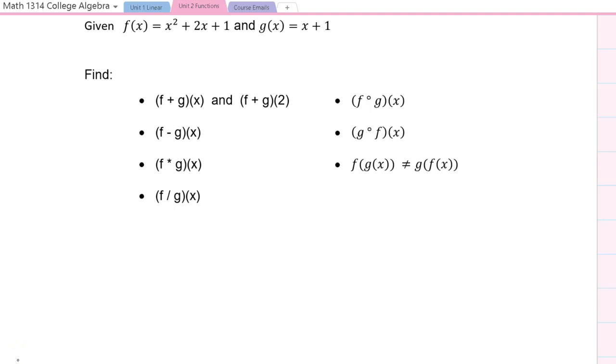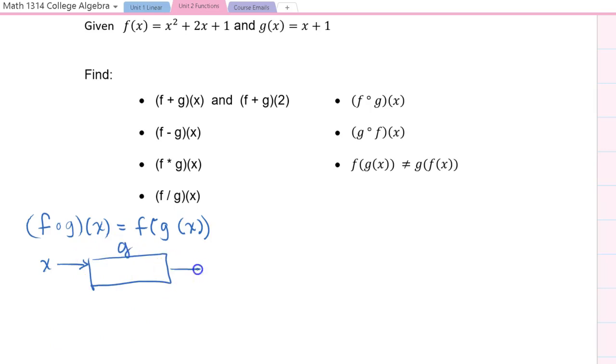In many cases, we will want to find a composition function in terms of x. This means we will not substitute a value for x, we will just insert x itself. Let's find f of g of x. This means plug in x into our g function, and whatever comes out goes into our f function, and whatever comes out of that is our answer. Let's try it for our functions. We will put x into our g function, which is represented by our parentheses plus 1. Therefore, our output will be x plus 1.